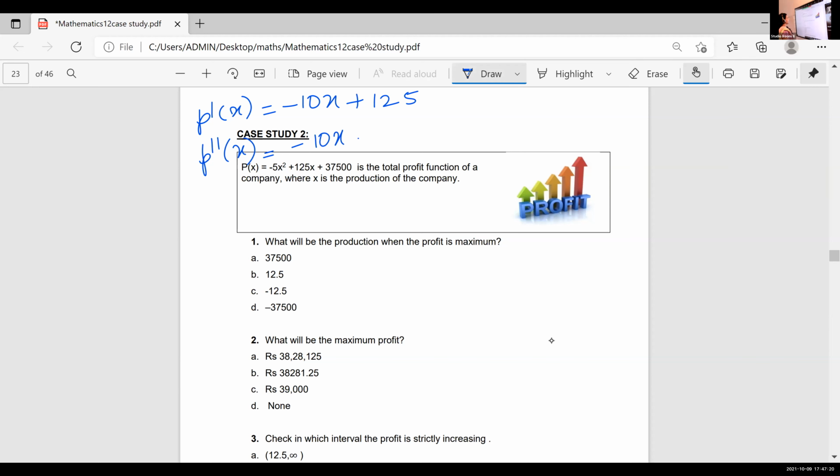So when P dash of x is 0, what is the value of x? So find out what is the production. Production means x value, isn't it? We want to find x value when the profit is maximum. Nia, what is the value? What is the answer, Nia?